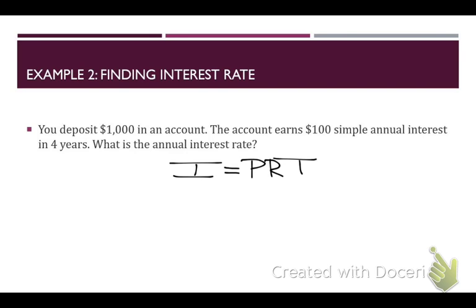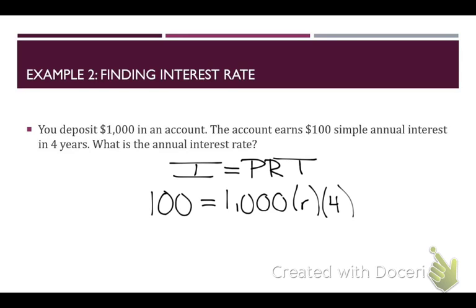Okay, interest now. I'm being told that I make $100. I invested how much money? $1,000. I don't know my rate, and my time is what? 4 years. Okay, remember it's in years.